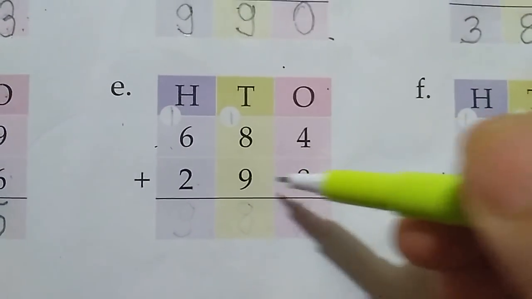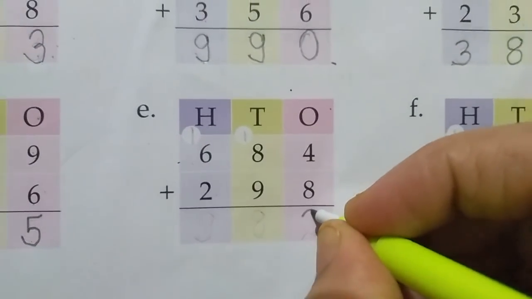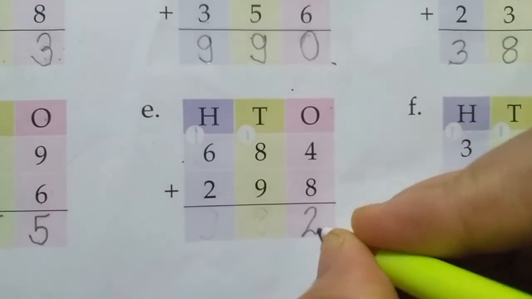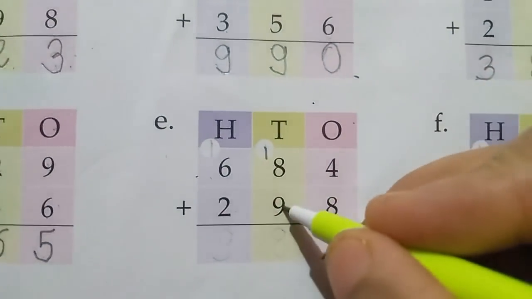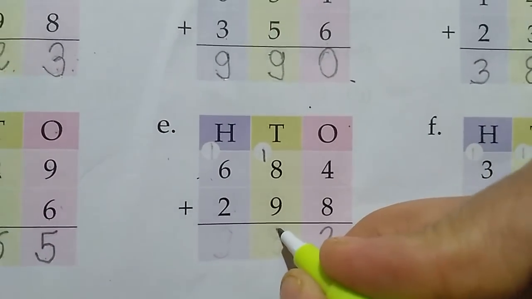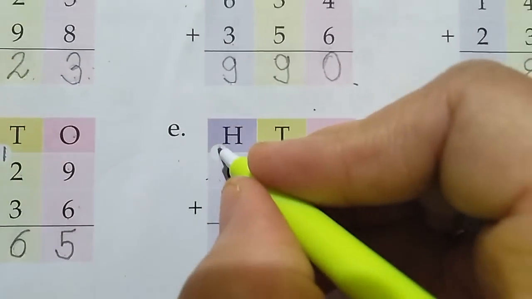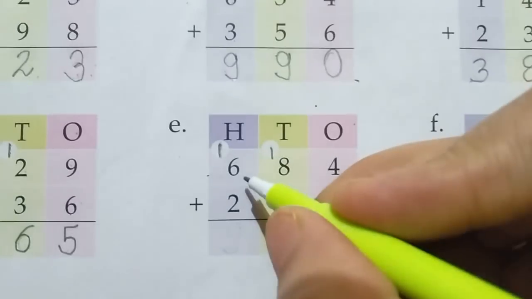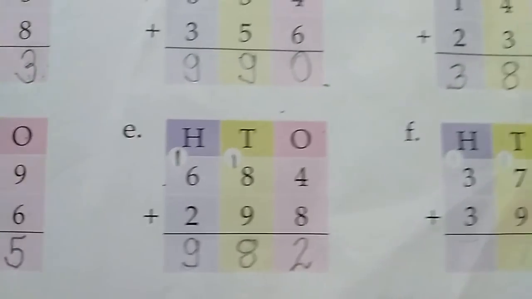684 plus 298. 4 plus 8 is 12. So we will write here 2 and 1 will be carry forwarded here. 9 plus 8, 17 plus 1 carry 18. So we will write here 8 and 1 of this 18 will be carry forwarded here. 6 plus 2, 8 plus 1 carry 9. 982 is our answer. Okay, now let's do F.